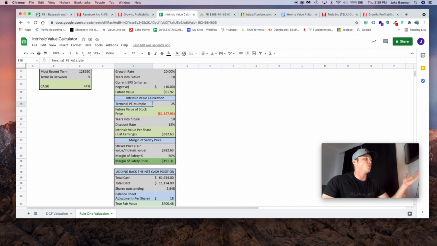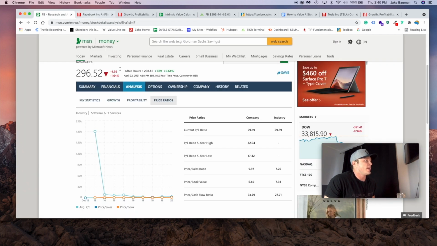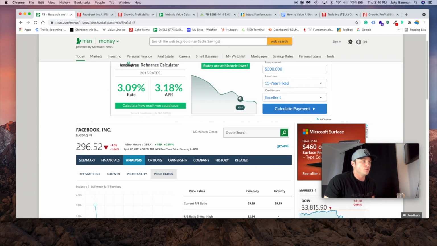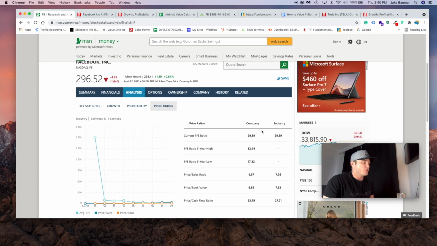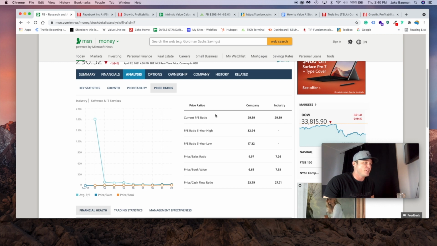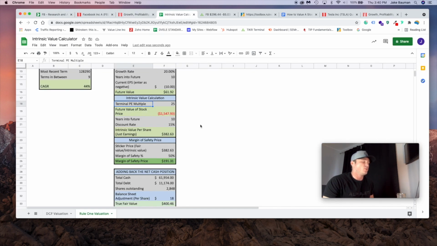Now, how do you figure out what terminal PE you should do? And I do actually really like what Phil Town says here. So the way you figure out a future or a forward PE, as the analysts say it, a forward multiple, Phil Town says you just go into MSN Money and you go to quote, type in Facebook, click on analysis, price ratios, and you're going to take an average of the 5-year high and 5-year low. And I already did this, I already prepped it, and I came up with 25.